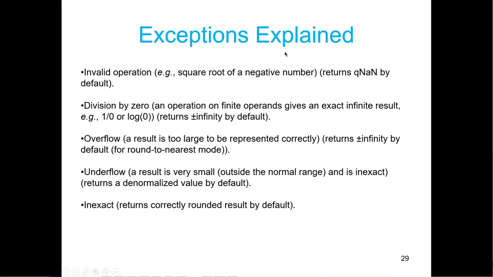So again, exceptions explained. For instance, a square root of a negative number returns a not a number. Division by zero, an operation on finite operands, gives an exact infinite result. So 1 over 0 or log of 0 returns plus or minus infinity by default. Overflow: a result is too large to be represented correctly, returns plus or minus infinity by default for round to the nearest mode. Underflow: a result is very small, outside the normal range, and is inexact, returns a denormalized value by default. So you get the denormalized value, which means you lose some of the significant bits, basically. Inexact returns the correctly rounded result by default.